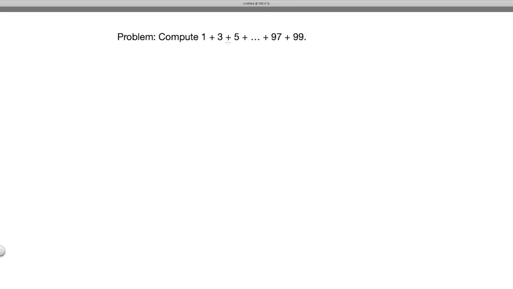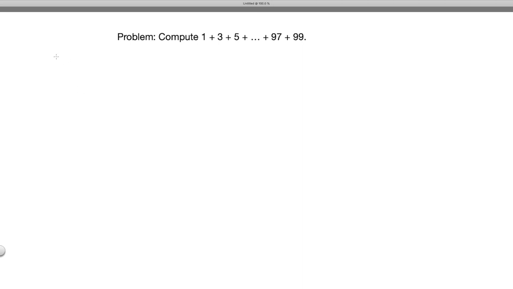Let's look at this problem. Compute 1 plus 3 plus 5 plus dot dot dot plus 97 plus 99. This problem asks you to sum up all the odd integers from 1 to 99. So how do we do it?